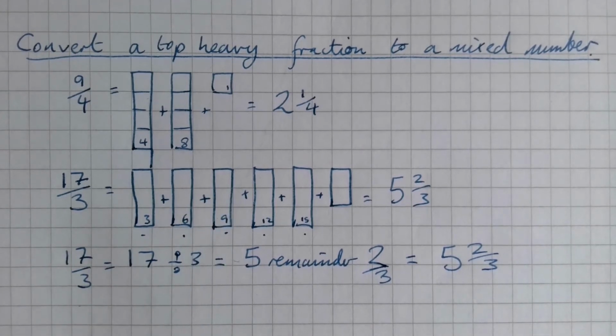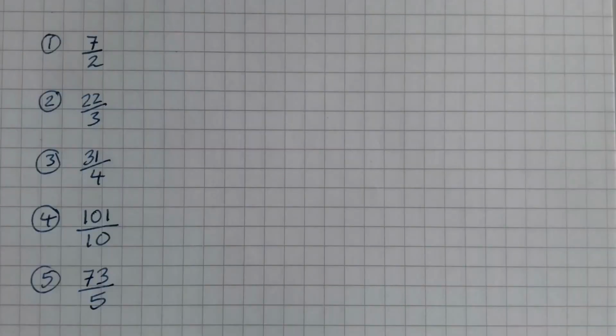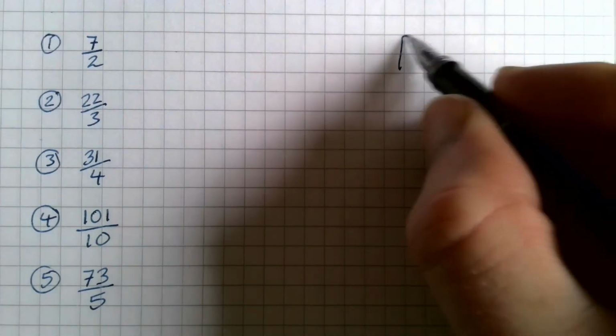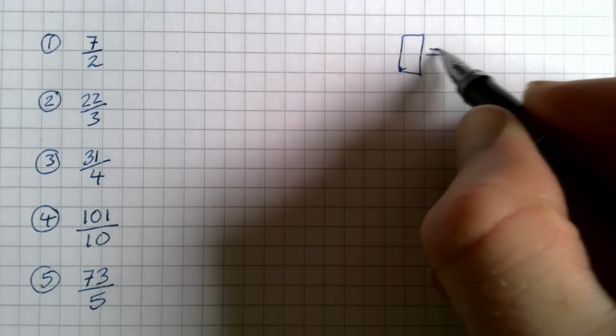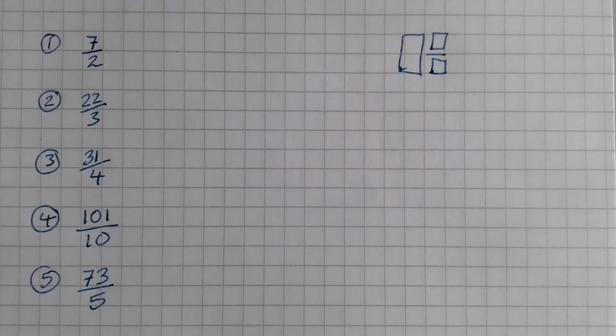I'm going to put a few on for you to have a go at now. Right, so I'd like you to write all of these as mixed numbers. So you're going to be ending up with an answer with a whole number and a fraction for each one of these, please. Use rectangles if you want to. You can just use division if you'd like. I'm going to do some of them one way, some of them another. Pause the video.